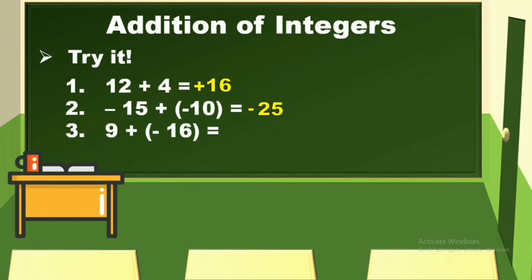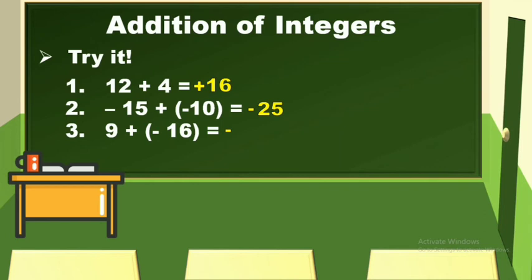Now, number 3. 9 plus negative 16. Oh, they have different signs. So therefore, we can copy the sign of the number with a greater absolute value. Since 16 is greater than 9, we can copy the sign of 16, and that is negative.